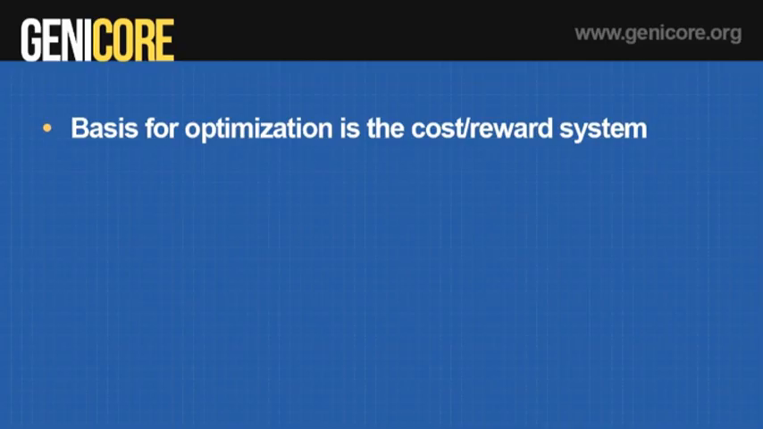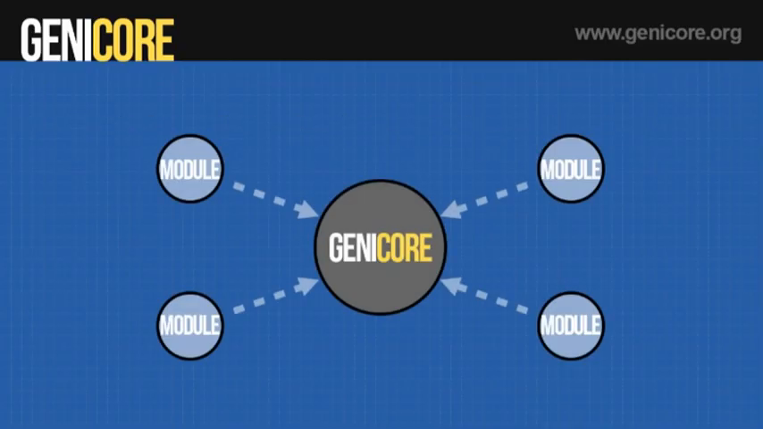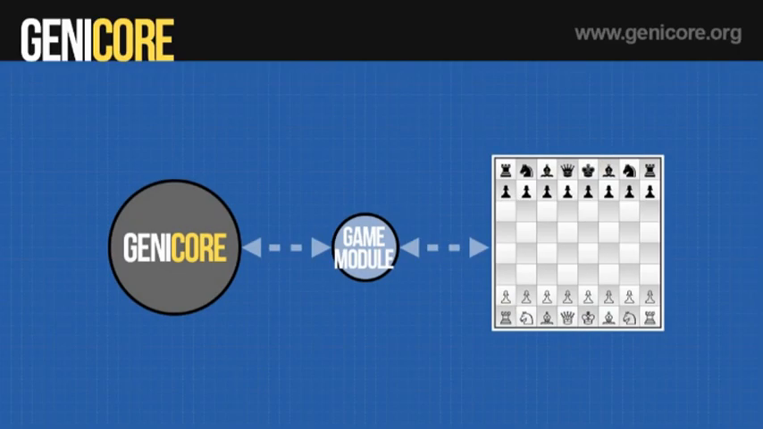The basis for optimizing algorithms is a cost-reward system. The external CI receives positive and negative values from the external modules. Imagine that Genicore is connected to a module for playing chess. When it wins a match, it receives a reward from the module. From this, it knows it has done something correct.